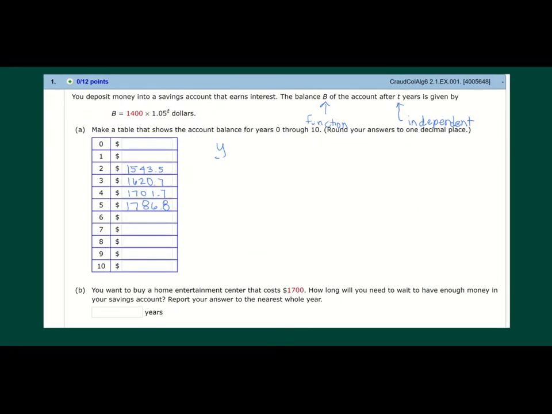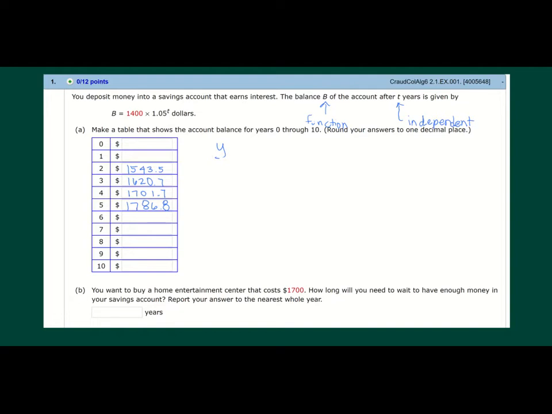Okay, so the next part says we need to buy a home entertainment center that costs $1,700. So we need to save up money. Remember, we only start this problem with $1,400. We need to save up until we have $1,700. So what I want you to do is direct your attention back to the table.